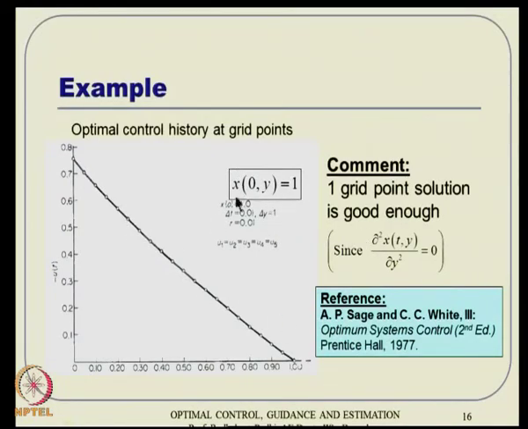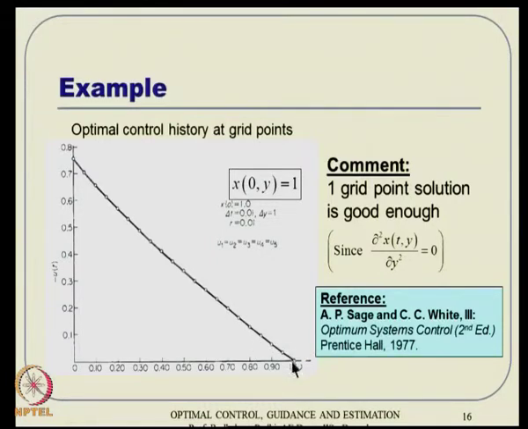Okay. If the initial condition is constant everywhere, then if you take 10 grid points, solve it, or 5 grid points, solve it, it doesn't matter actually. But when you get a solution, you don't want to confine yourself to any particular initial condition profile. So you let it be arbitrary, and then you may need a large number of grid points to get a reasonably good solution.